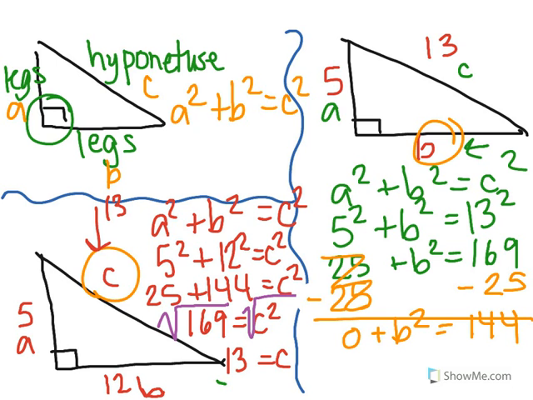Now we're back to where we were in our first example, where we've got B squared, but I want to know what B is. So I'm going to take the square root of each side. The square root undoes the square, so I'm just left with B. And the square root of 144, or what number times itself is 144, is 12. And so in this example, side B, or leg B, is equal to 12.